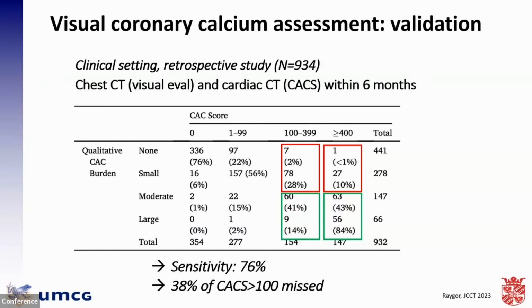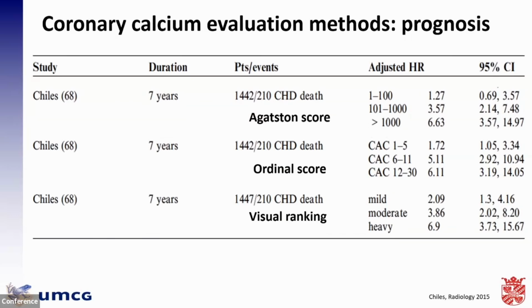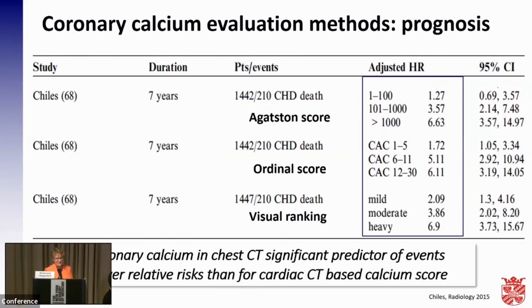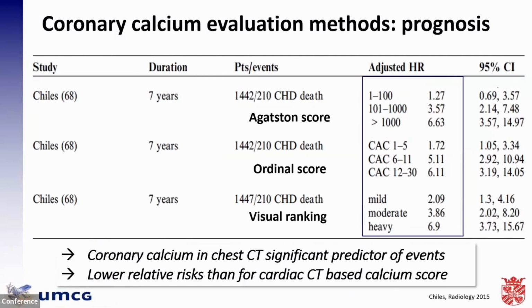But recently, this was checked in a larger study, more than 900 clinical cases with diverse chest CT protocols compared to cardiac CT, and they found quite strong impact on classification. The sensitivity for a positive score was only 76%, and 38% of those with a high calcium score were missed. So is this sufficient for screening? When we look at prognosis, this is good news. Even in chest CT, the increase in the amount of calcium has a strong relationship with cardiovascular events, irrespective of what method you use, Agatston score, visual ranking, etc. But these are lower than for dedicated cardiac CT scans.